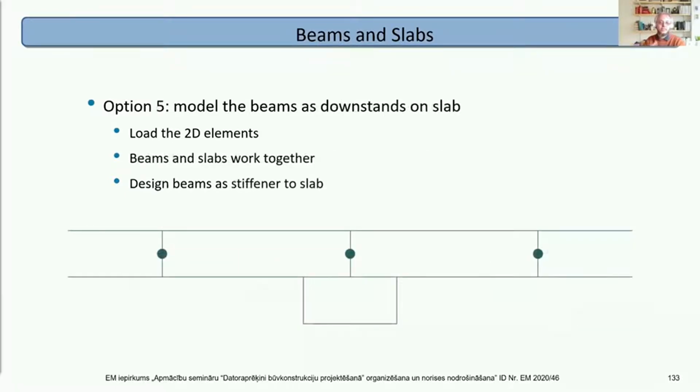Another option, we can model the beams just as the bit which sticks down, a stiffener or a rib. So again, the beams and slabs work together, and the beam bit underneath is essentially mostly in tension, with very little bending capacity. Of course, the tension, compression, push-pull between the beam and slab will give us bending stiffness. I've not seen this option much, but it is an option. It's an unusual one, a rare one. It might be suitable for your case.